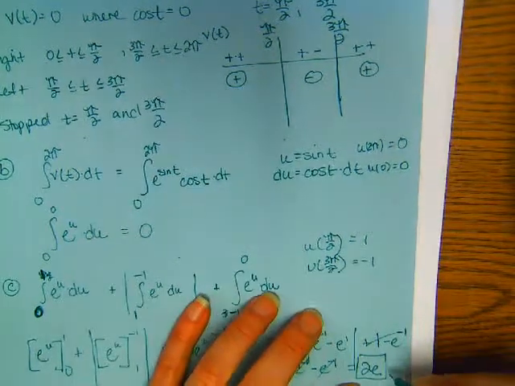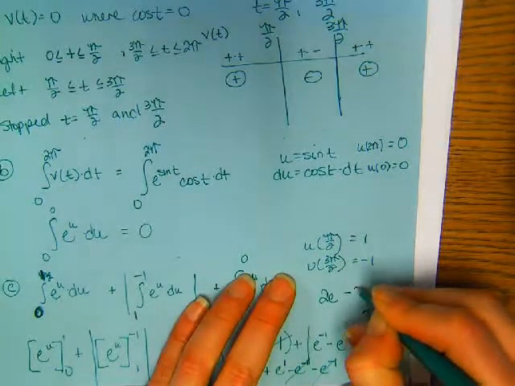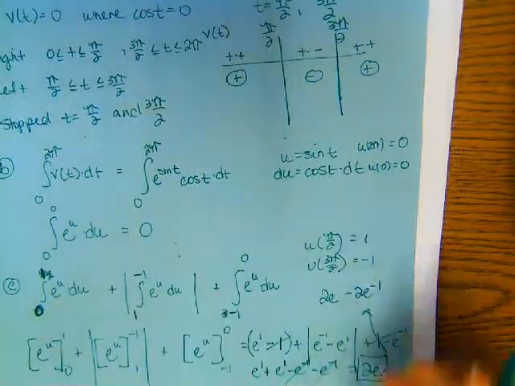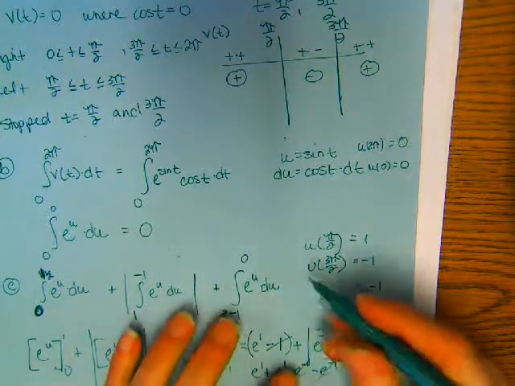It's 2e to the first, I'm going to write it up here. 2e to the first minus 2e to the negative first. Did they write it as 2 over e? Yeah. Okay. All right.